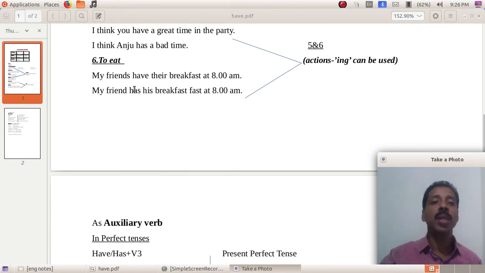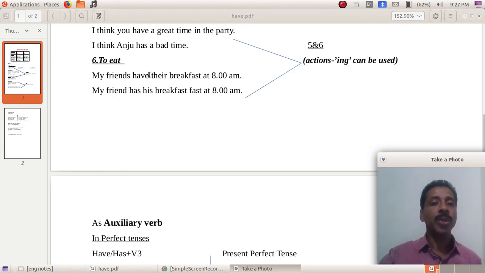Then have is used in the meaning of to eat something. See, my friends have their breakfast at 8 a.m. But if it is my friend, has. My friends is plural, so have is to be used. If it is my friend, it is singular, so has is to be used. Accordingly, the pronoun that follows also changes: as it is my friends, their; as it is my friend, his. So my friends have their breakfast at 8 a.m. That means they eat breakfast at 8 a.m.